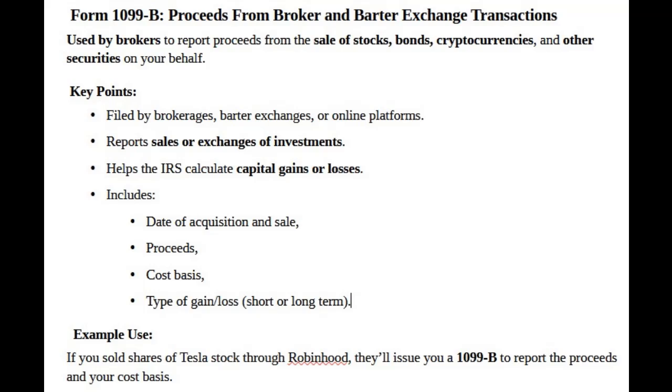Includes date of acquisition and sale, proceeds, cost basis, and type of gain or loss, short or long term. Example use: if you sold shares of Tesla stock through Robinhood, they'll issue you a 1099-B to report the proceeds and your cost basis.